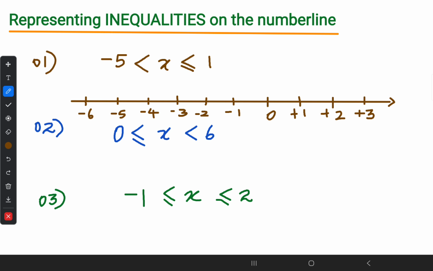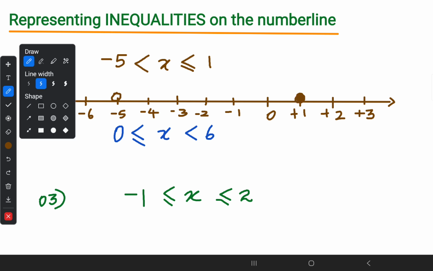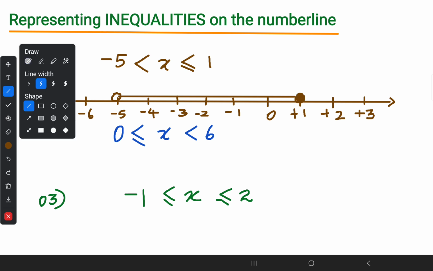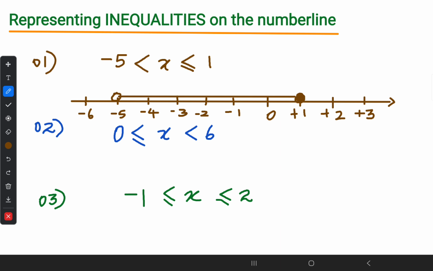Since the inequality doesn't have any equal mark, you should only draw a circle. Don't color that one. And over 1, you should draw a circle. Since the inequality has an equal, you should color this circle. The region located in between these two would be the result. This is the way you should denote this inequality.